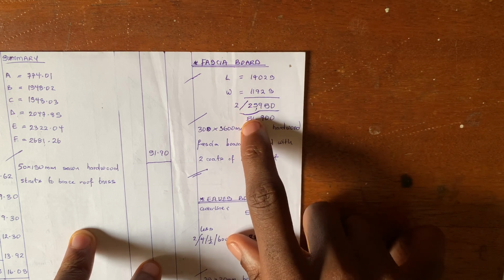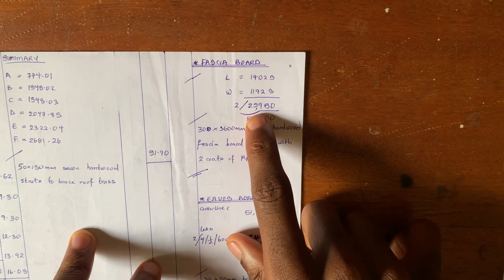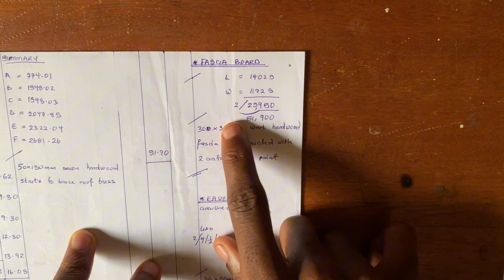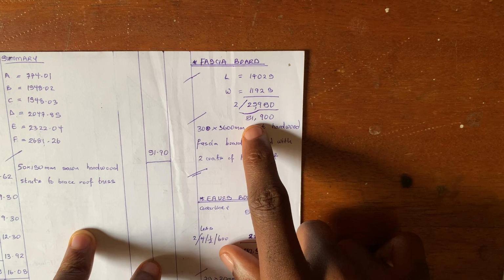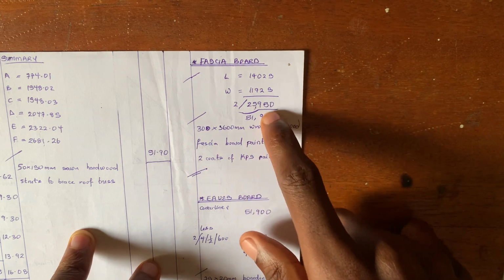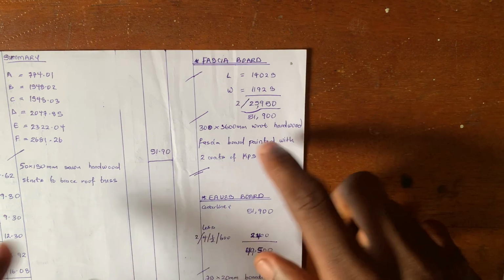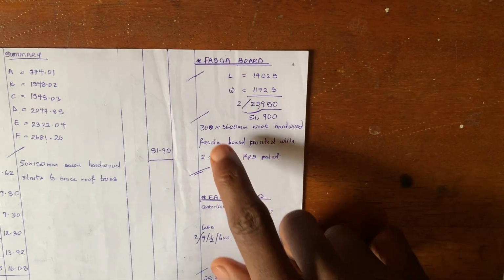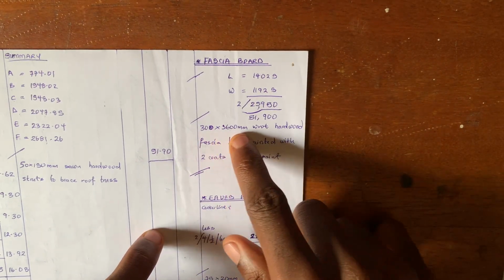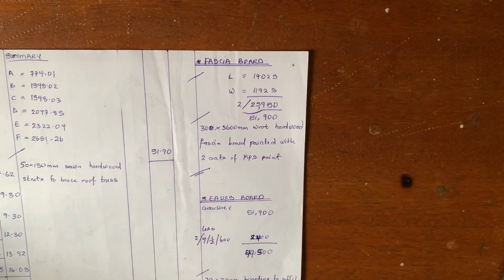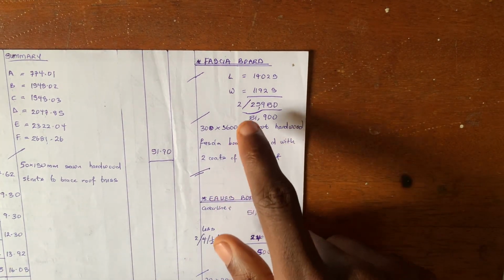So you get 25,950. Then you multiply it by what? 2, and to give you what? 51,900. So this is the perimeter that we are going to be having for the what? Fascia board. So we will describe 300 by 3,600 mm wrought hardwood.